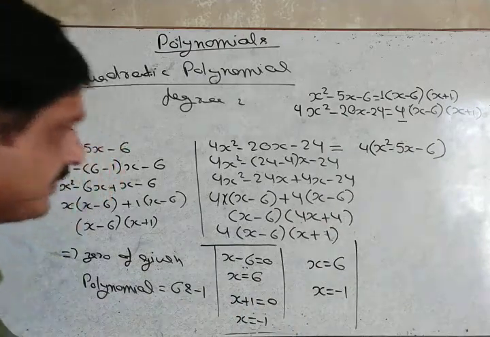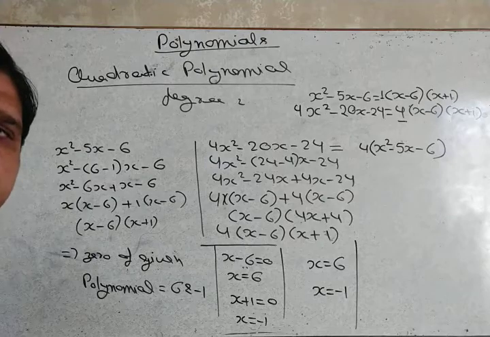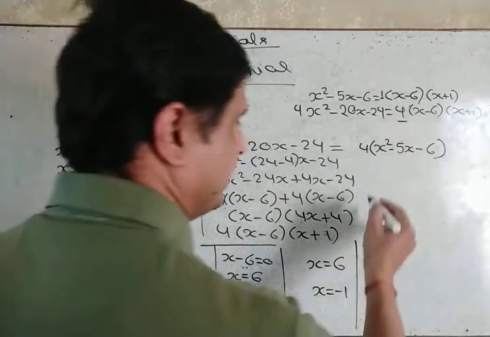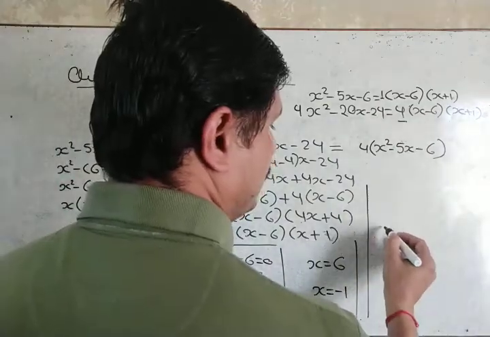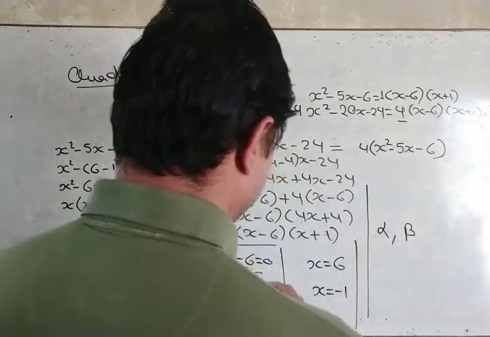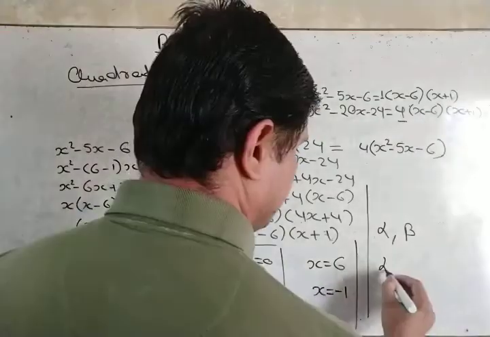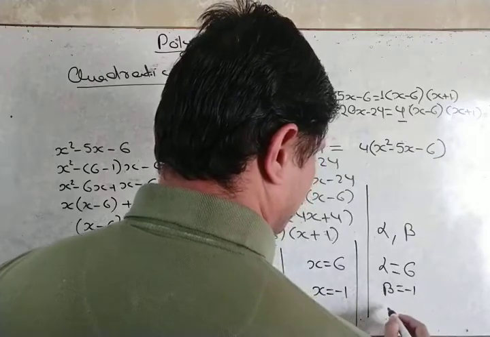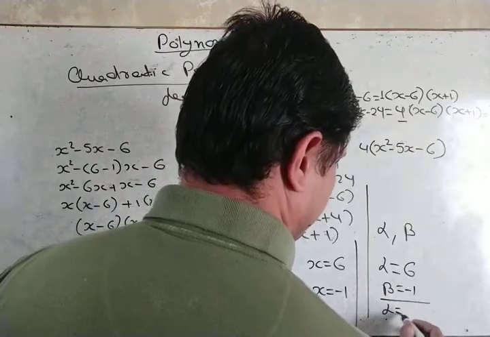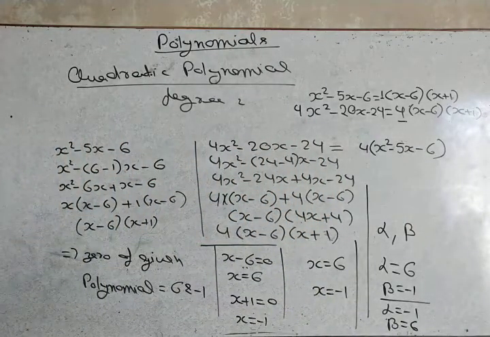So if we are provided with roots, how can we make the polynomials? The names given to roots are alpha and beta. Generally, we can narrate our roots: we can take alpha as 6, then beta will be minus 1, or if alpha is minus 1, then beta is 6. So the general notation of roots is alpha and beta.